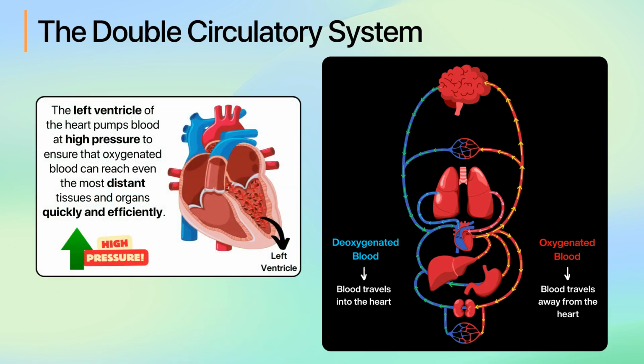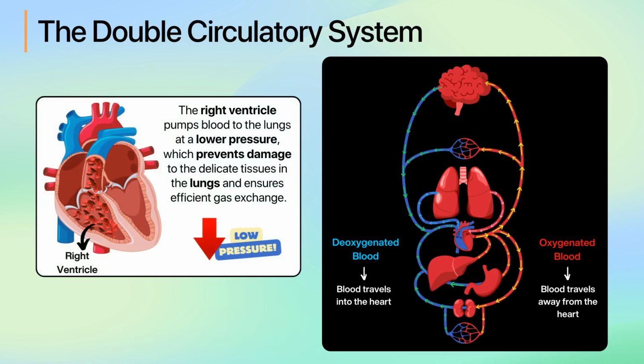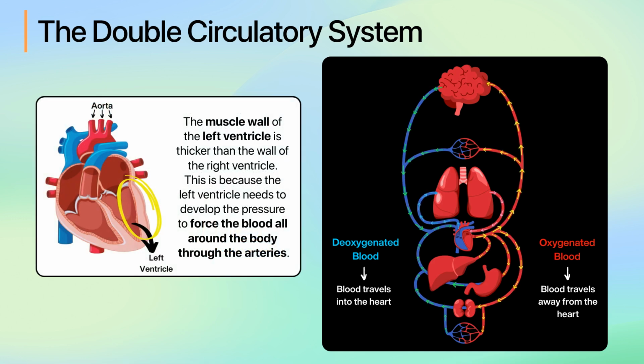The left ventricle of the heart pumps blood at high pressure to ensure that oxygenated blood can reach even the most distant tissues and organs quickly and efficiently. The right ventricle pumps blood to the lungs at a lower pressure, which prevents damage to the delicate tissues in the lungs and ensures efficient gas exchange. The muscle wall of the left ventricle is thicker than the wall of the right ventricle. This is because the left ventricle needs to develop the pressure to force the blood all around the body through the arteries.